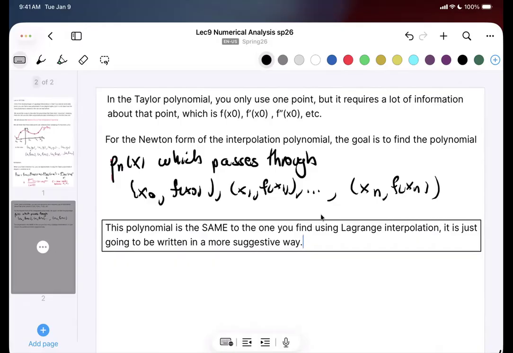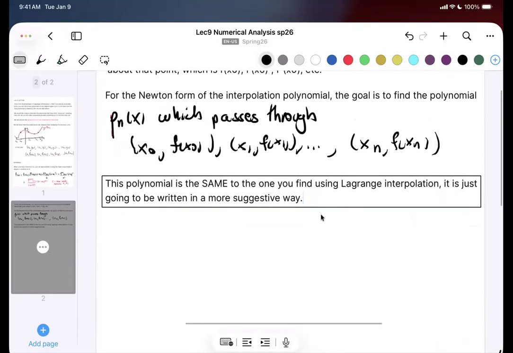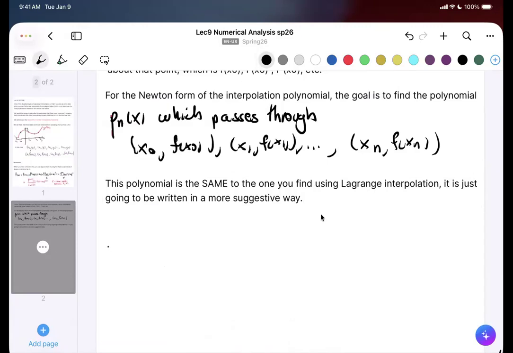So what is the formula? The expression that you want to try to find, and what we'll do today is determine the coefficients. The idea is that in the Newton version of the polynomial, the way you want to write it is to say that Pn of x is a constant C0 plus a constant C1 times x minus x0 plus a constant C2 times x minus x0 times x minus x1.